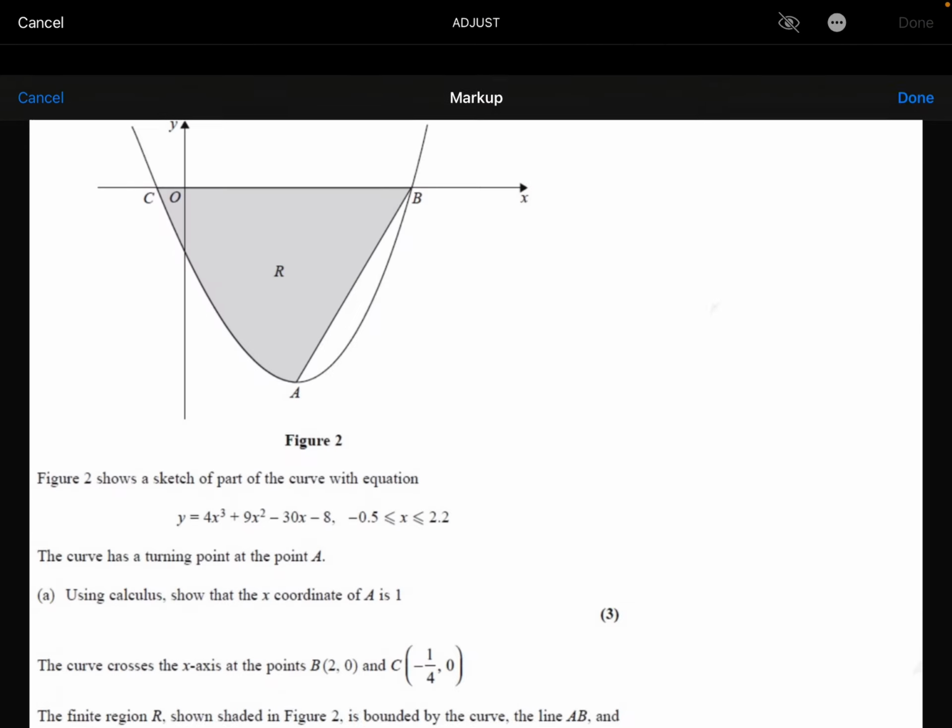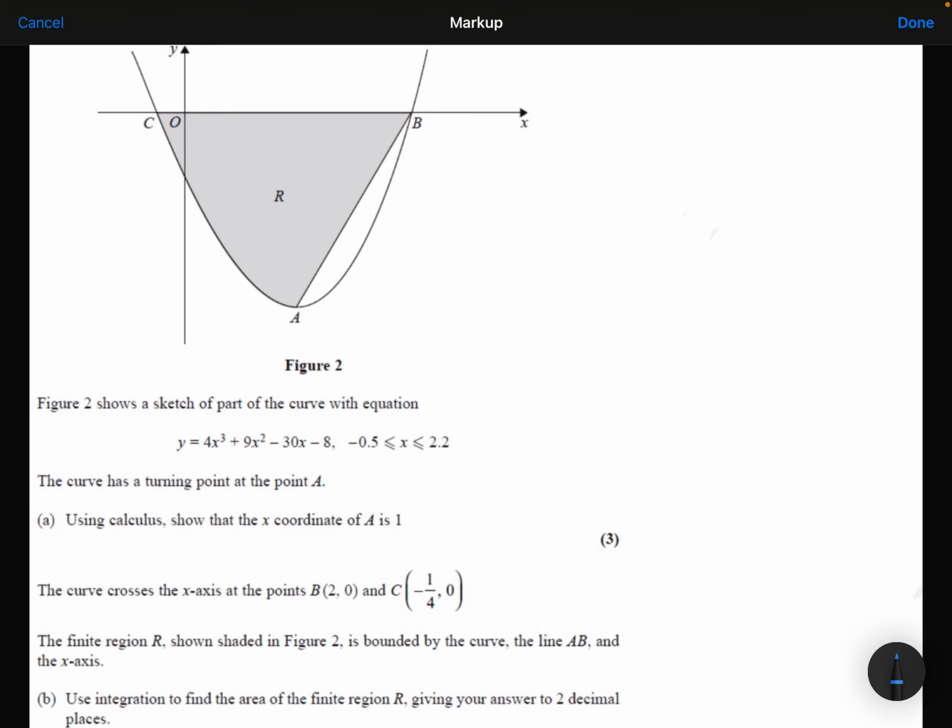We're then told that the curve crosses the x-axis at the point B, which is (2, 0), and the point C, which is (minus 1/4, 0). The finite region R, shown shaded in figure 2, is bounded by the curve, the line AB, and the x-axis. Use integration to find the area of the finite region R, giving your answer to 2 decimal places. So it's bounded by the curve up to this point here. Then we've got the straight line AB and the x-axis here. So it's bounded by those lines. And I need to find that area R.